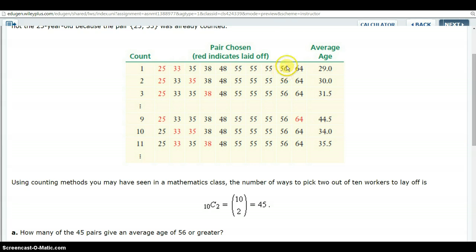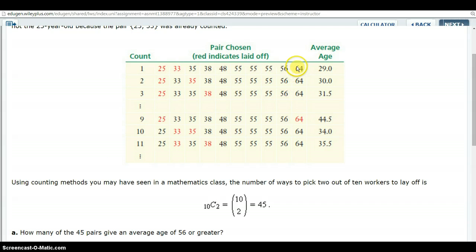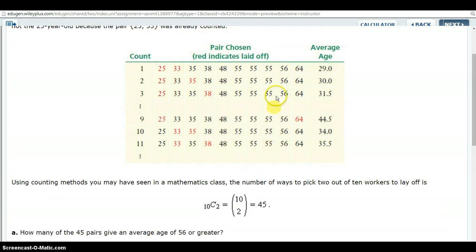If we take the average of these 2, the 2 oldest, notice that we would add them, divide by 2 to get 60. So that would be an average age greater than 56. That would meet the requirements. If we took 64 plus 55, that would be 119 divided by 2 is 59.5, and that's also 56 or greater. So we could either have this pair, this pair, this pair, or this pair. That's 4 pairs so far.